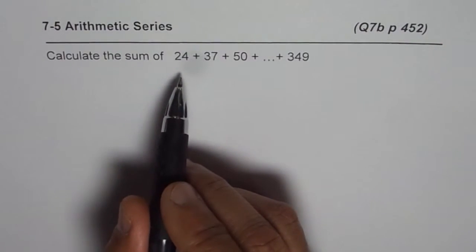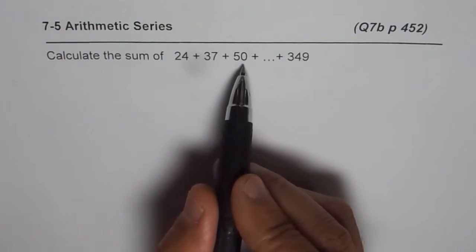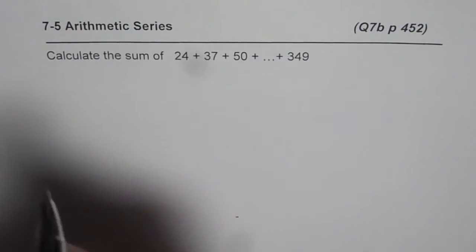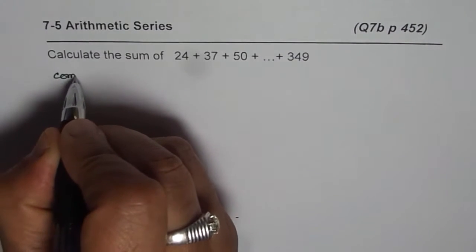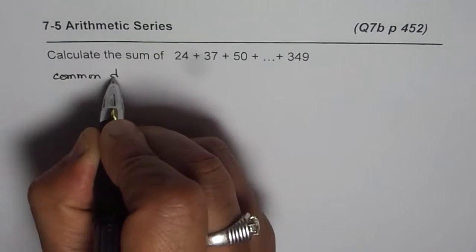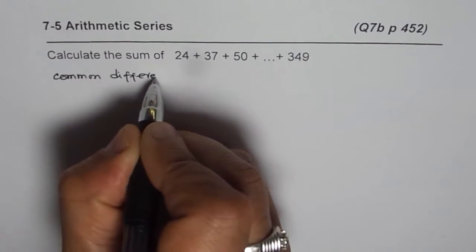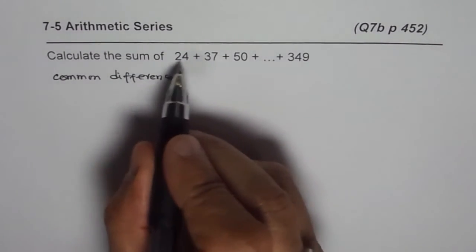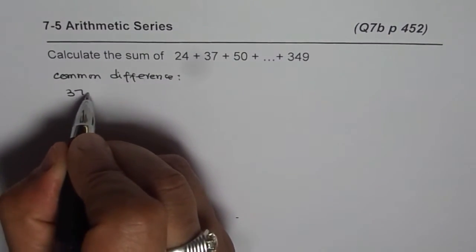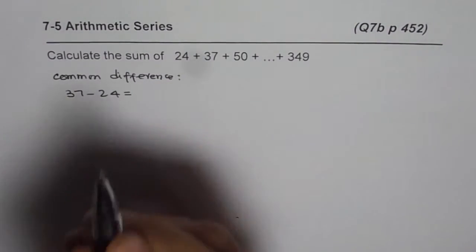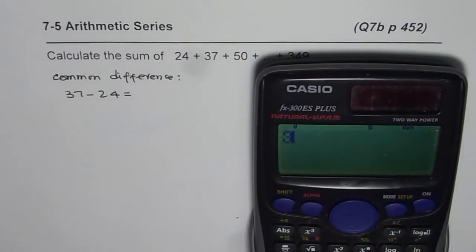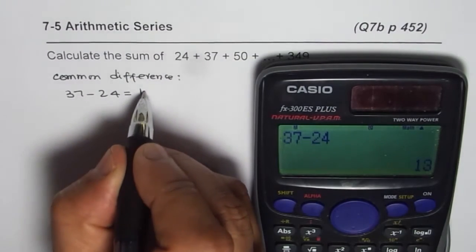So the first step is to prove that the series is arithmetic. What do we do for that? We know the first three terms here. We don't know the number of terms. Now find the common difference. That should be your first step. Most of the students did not do this step. So 37 minus 24. Second, I recommend using a calculator, otherwise you may not get the same answer. Well, it is 13.